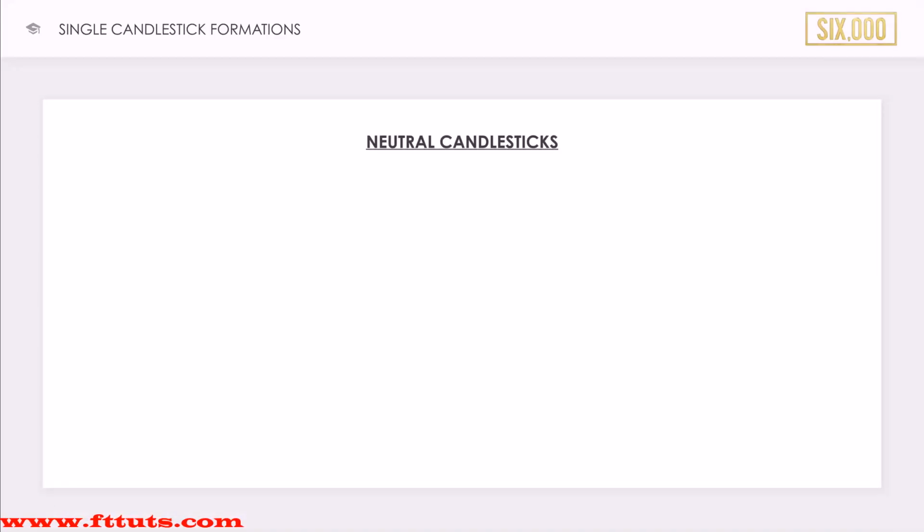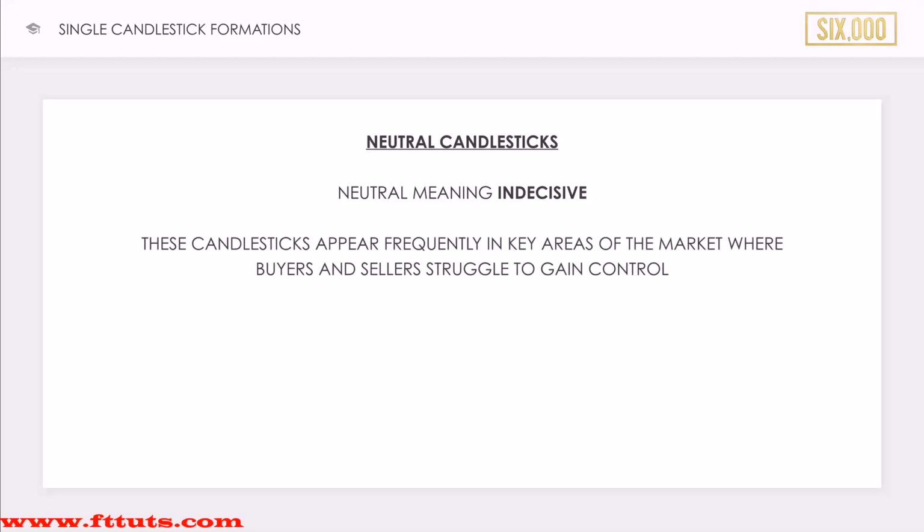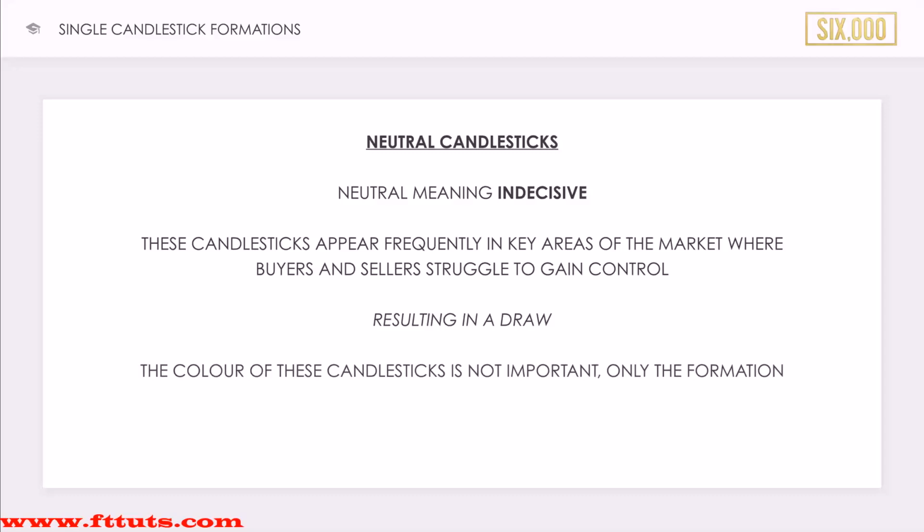So neutral candlesticks are our next topic within the single candlestick formation. So as I mentioned, you have either bullish or bearish candlesticks, but you actually have a third type, which are neutral candlesticks. So neutral meaning indecisive. These candlesticks appear frequently in key areas of the market where buyers and sellers struggle to gain control, resulting in a draw. The color of these candlesticks are not important, only the formation. So let's go over the main types.